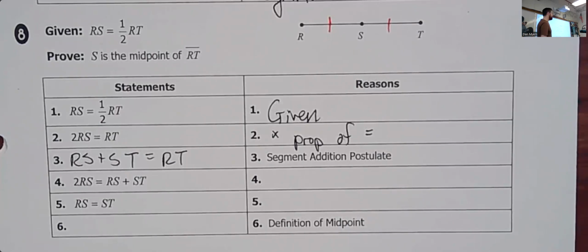I hear substitution. What was substituted? The 2RS and the RT. So take a look here. RT was replaced by 2RS. RT is equal to 2RS. Oh, I get it. Substitution.